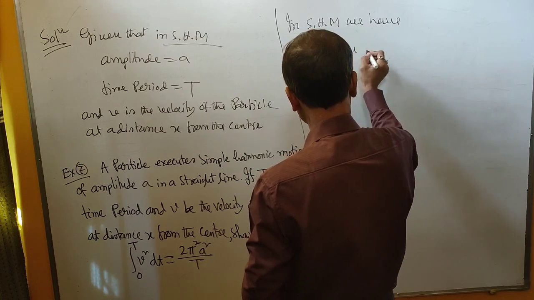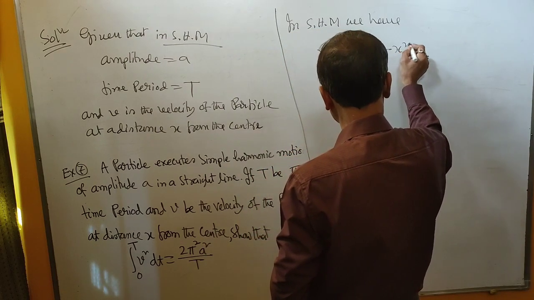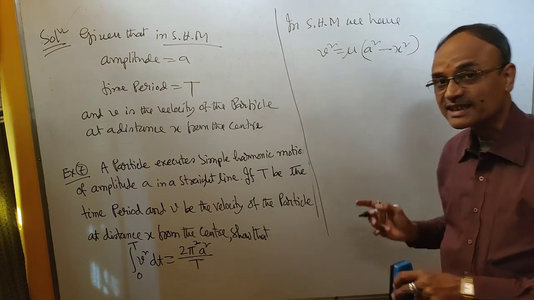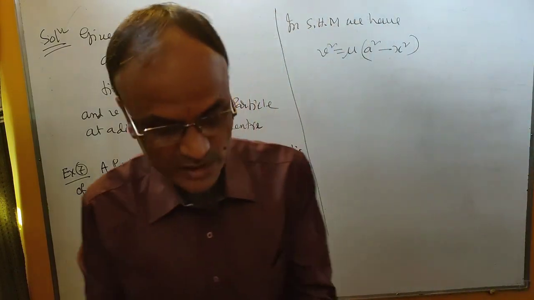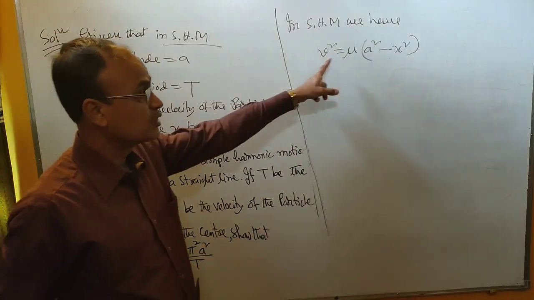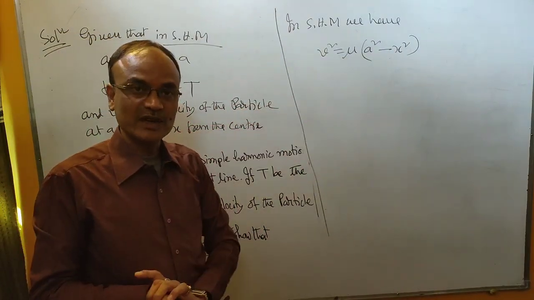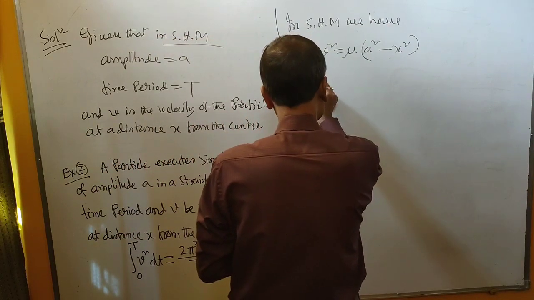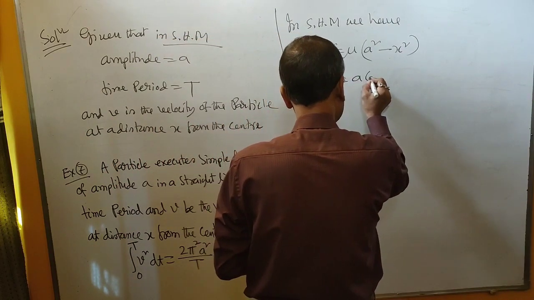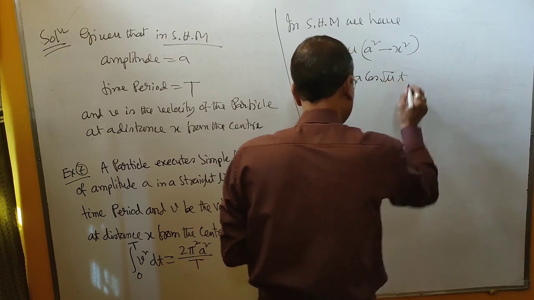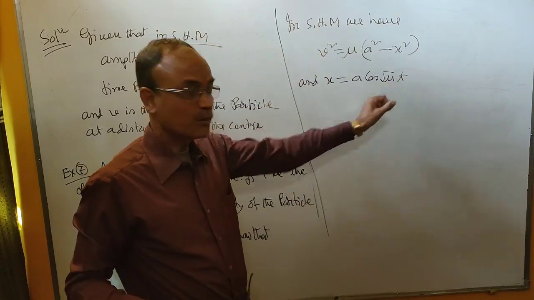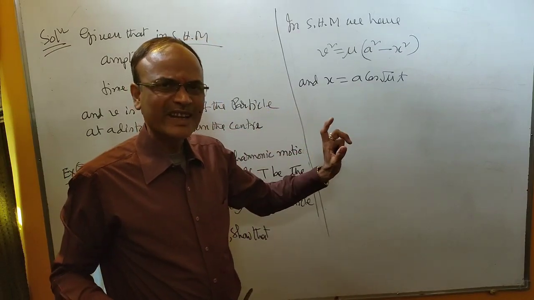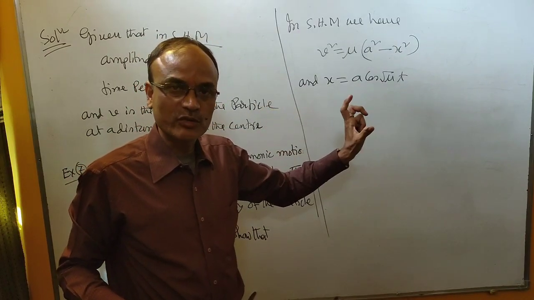V square equal to mu. A is given to be the amplitude, and v is the velocity of the particle when it is at a distance x from the center of force. Therefore, in simple harmonic motion we have v square is equal to mu into a square minus x square, and x equal to a cos root mu t. Mu is the intensity of force, x is the distance of the particle at time t. You may write where symbols have their usual meanings.